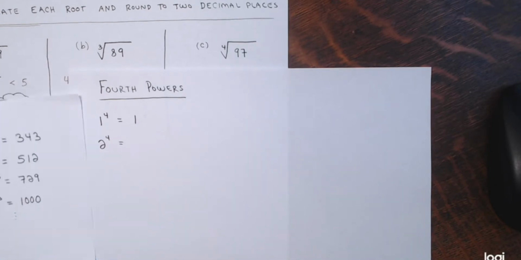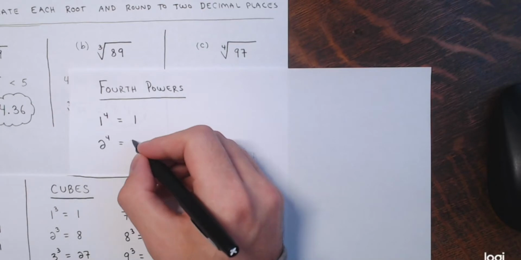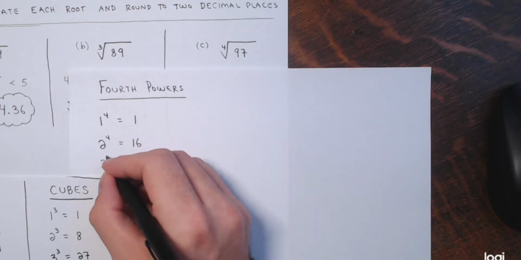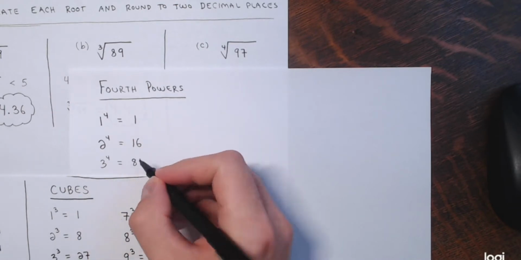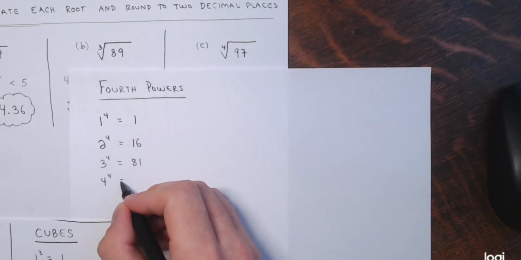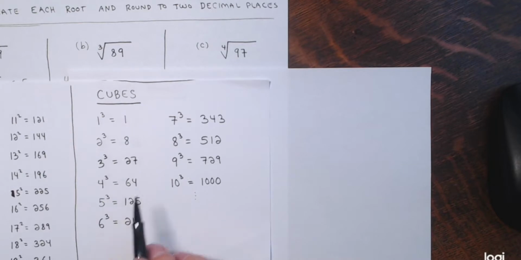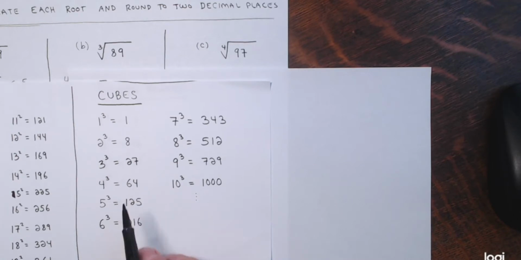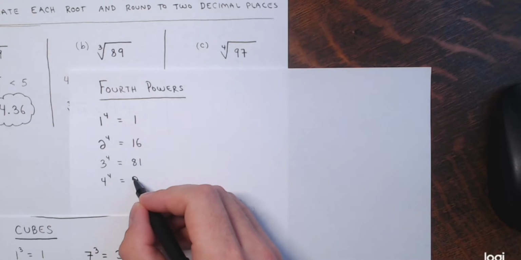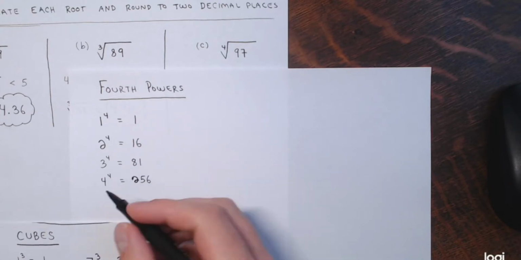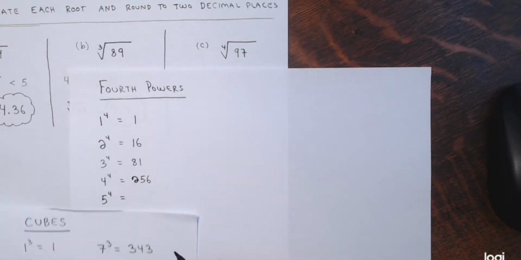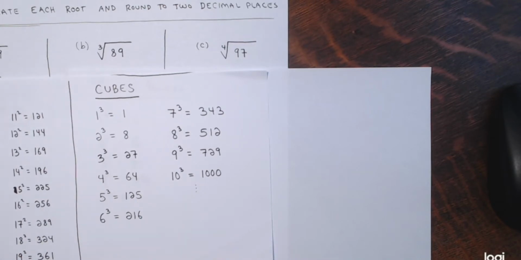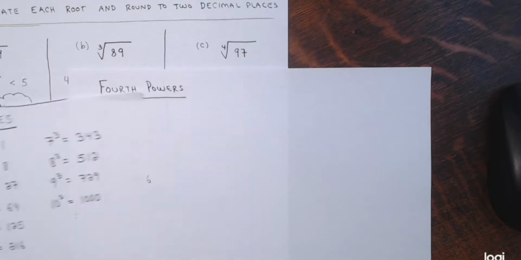Having the cubes up here might help. That's just 8 times 2, that's 16. 3 to the fourth power is 3 cubed times 3, which is 27 times 3, so that'd be 81. Then 4 to the fourth power is 4 to the third, 64, times 4 again, which would be 240 plus 16, 256. And then I'll stop at 5 to the fourth. That'll be 125 times 5 again, which is 625.